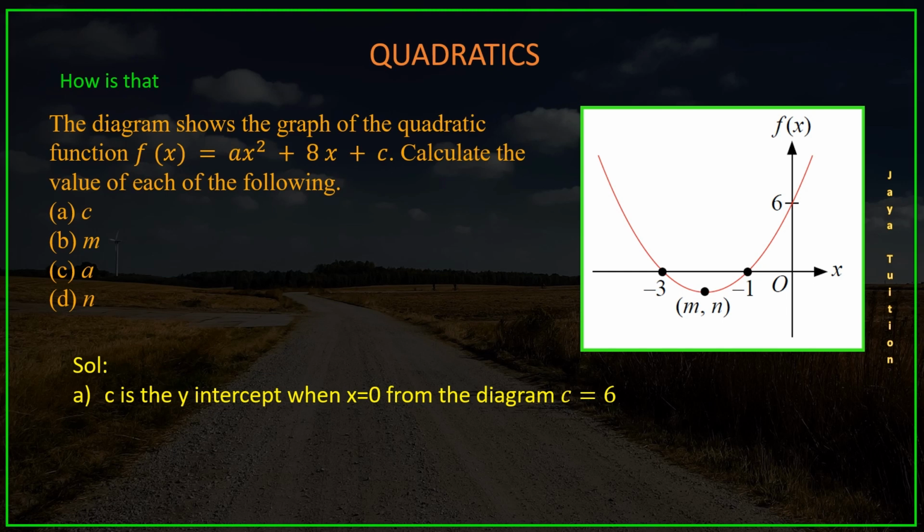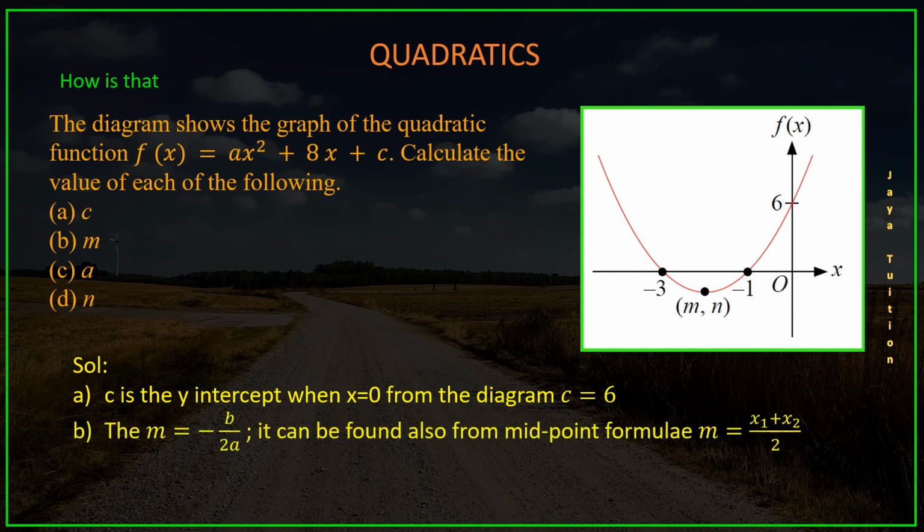Further to that, to find the value of point M, that is the coordinate of the axis of symmetry, we can use the equation m is equal to minus b by 2a. But we do not know the value of a. Hence, it is easier to find by the midpoint formula. So the point m will be equal to x1 plus x2 divided by 2. The value of m comes out to be equal to negative 2.